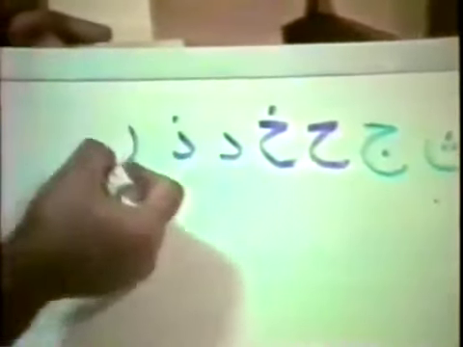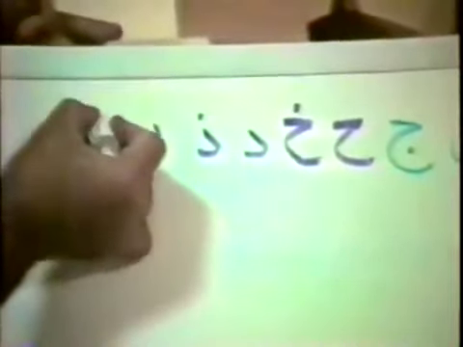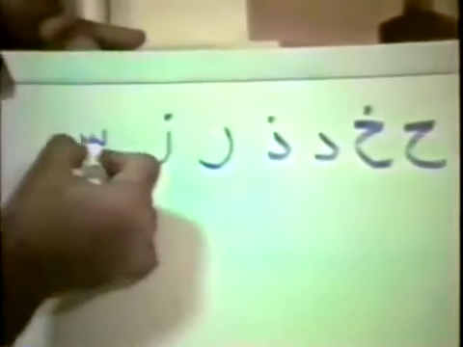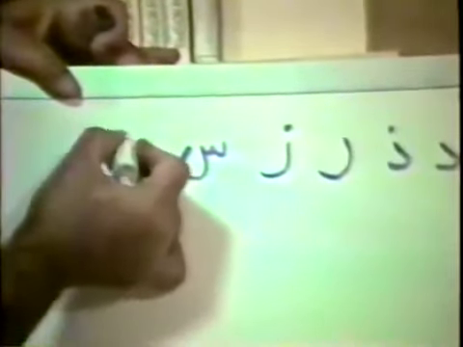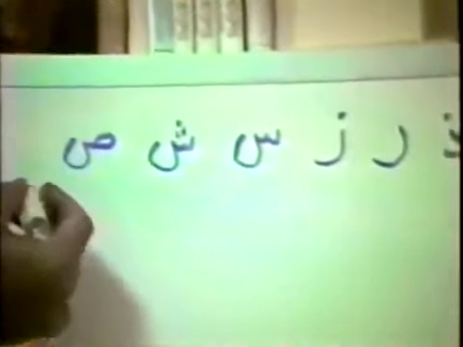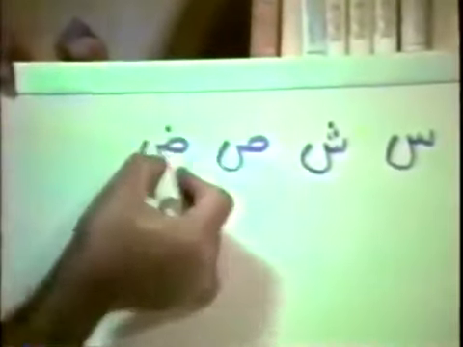Re, Ra, equivalent to R. Zain, equivalent to Z. Sin, equivalent to S as in Sam. Sheen, SH. Sad, a heavy S as in Sam. Dad, a heavy D as in David.